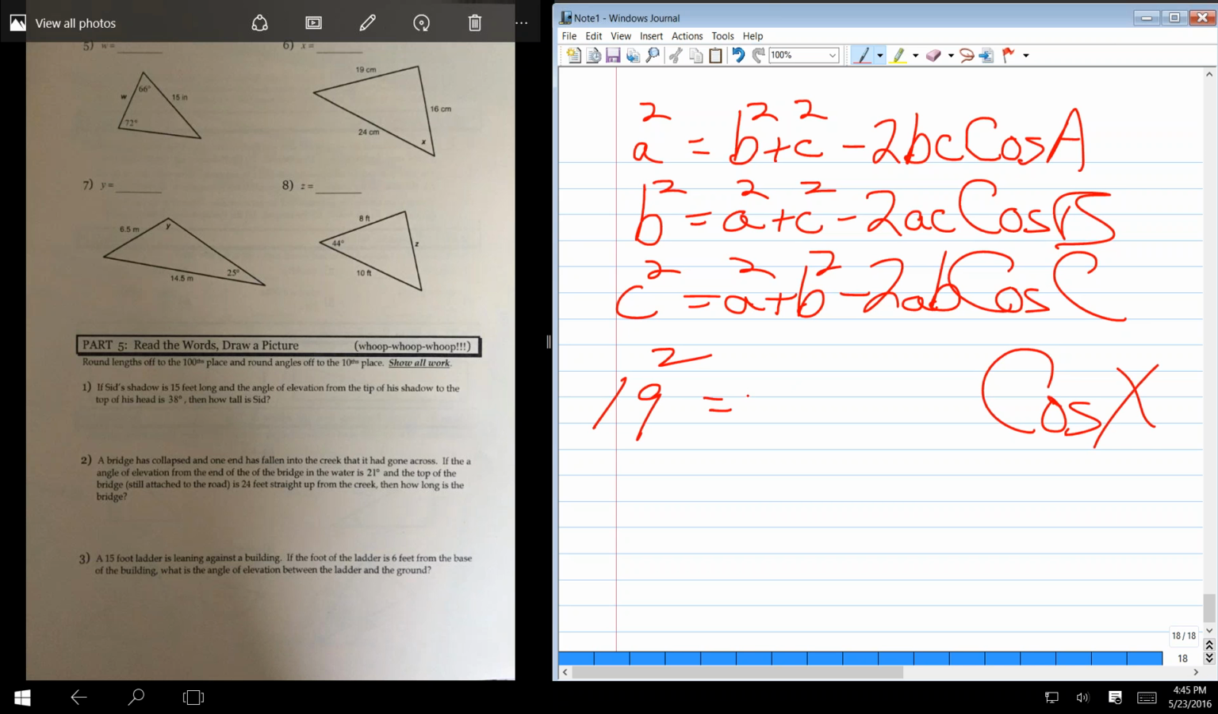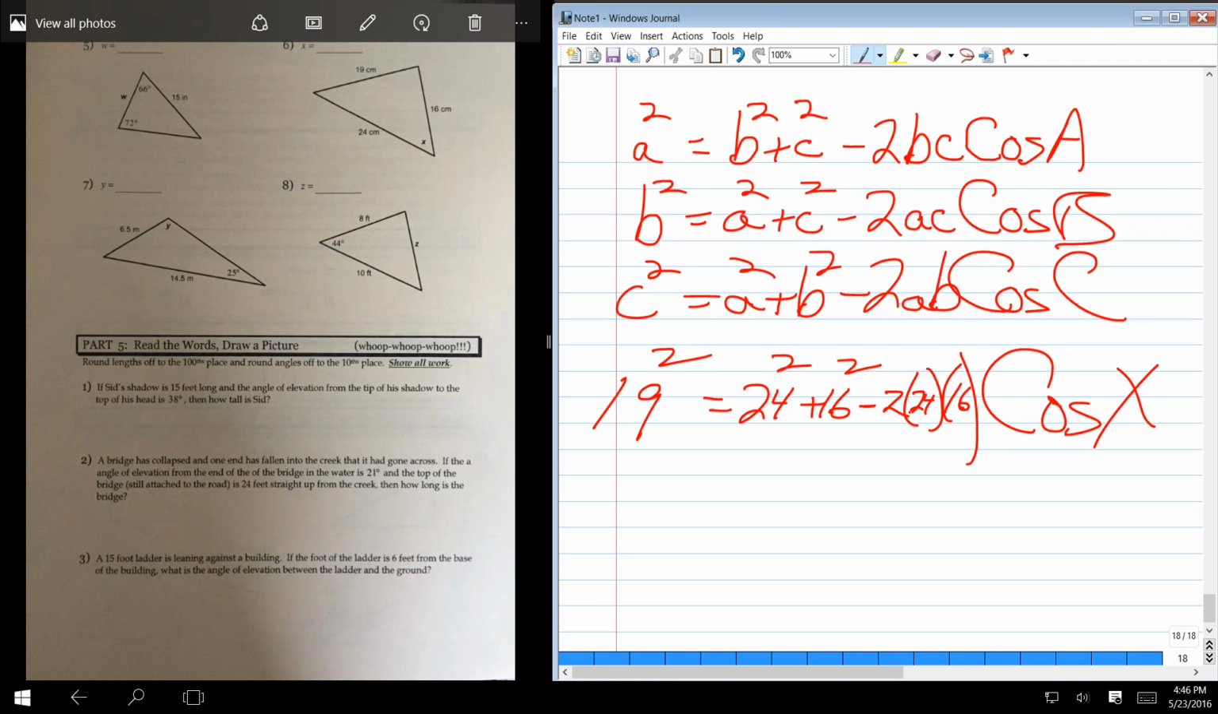Now the rest is pretty easy. What goes here? 24 squared. Minus 16 squared. Hold on. Every one of these is plus. Oh, plus 16 squared. And the Pythagorean Theorem is plus. In other words, there's your Pythagorean theorem, basically. And what are we subtracting? 2 times 24 times 16. Times cosine of x.